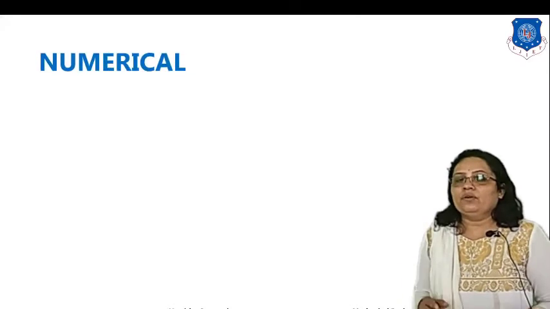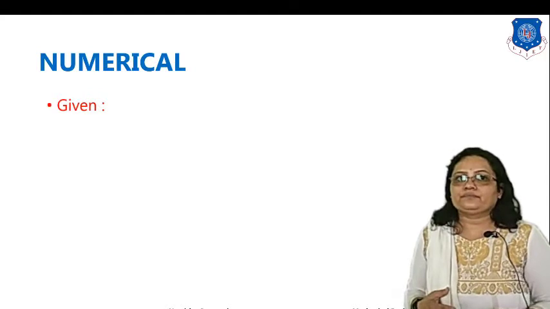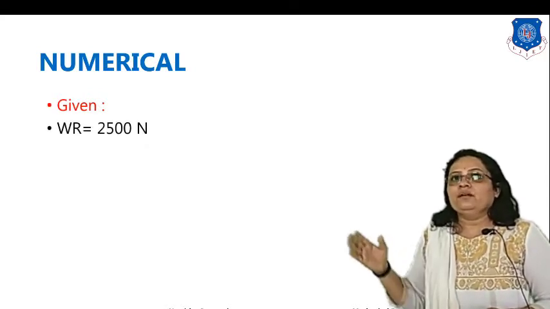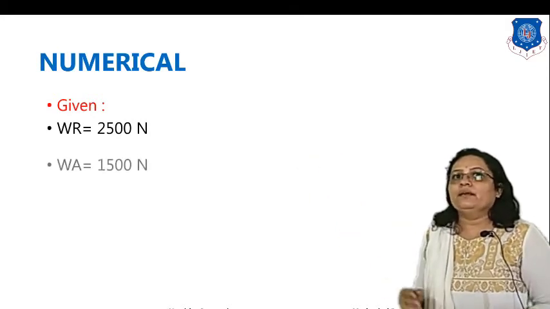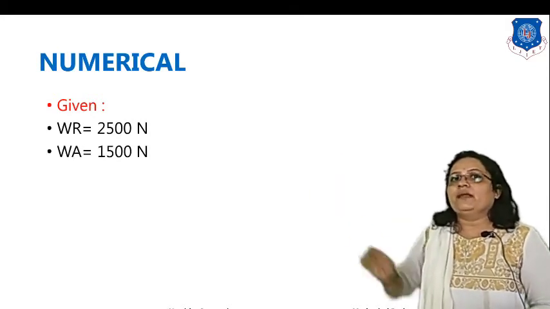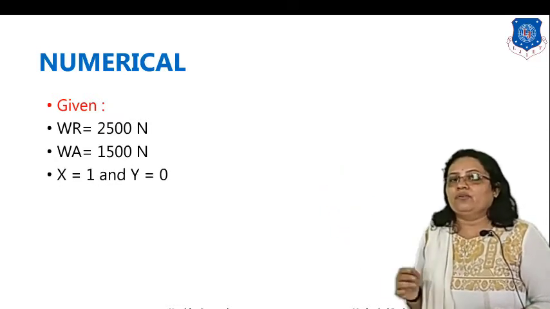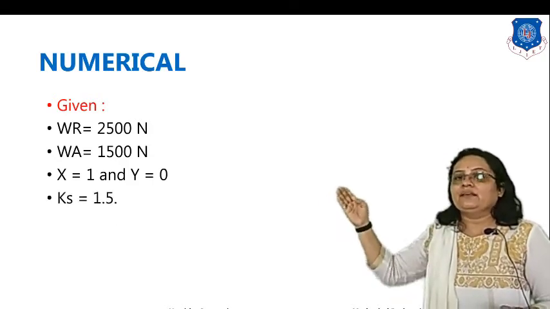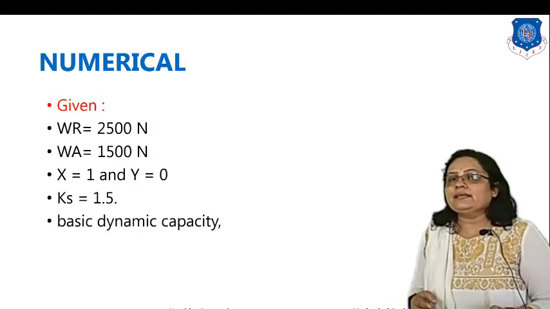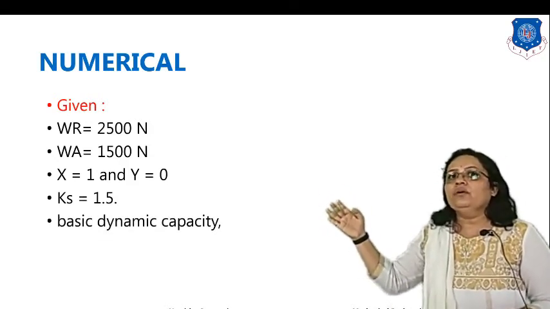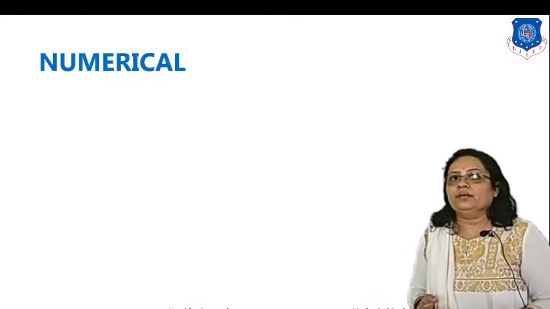First of all, we will note down all the given data, then we will solve the numerical. The radial load WR is equal to 2500 Newton and the axial load WA is 1500 Newton. X is equal to 1, Y is equal to 0, and the service factor Ks is equal to 1.5. The basic dynamic load capacity C is equal to 53 kilonewton, so 53,000 Newton.